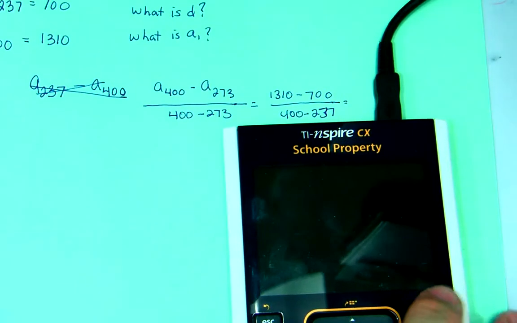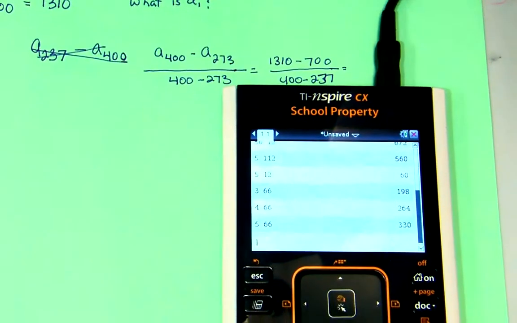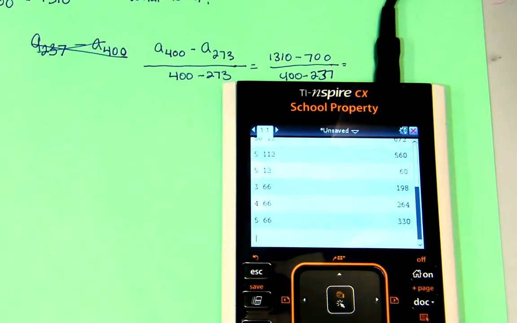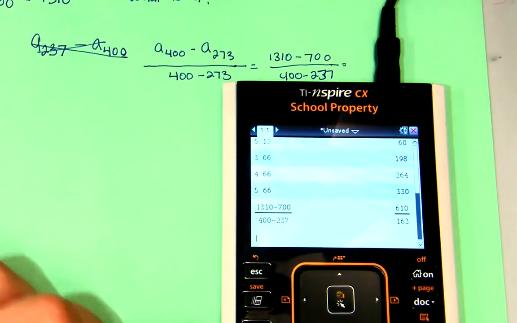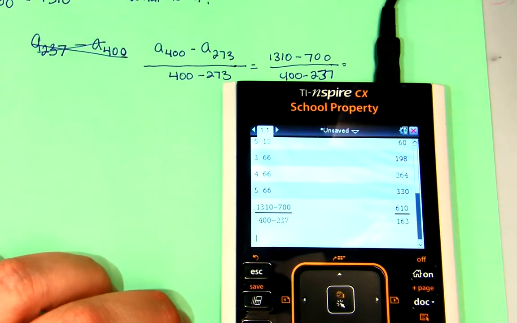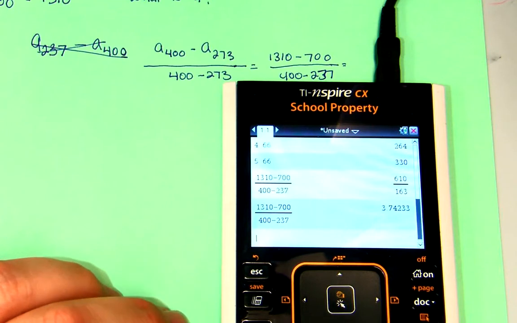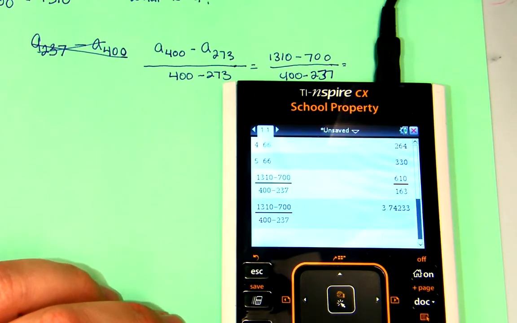So at this point, let's just jump into the calculator, take care of business, create our fraction. 1310 minus 700 over 400 minus 237. And when you get a fraction like this, just hit Control Enter, and this is our D value. Now, it's not the best D value on the planet, but it is a D value.